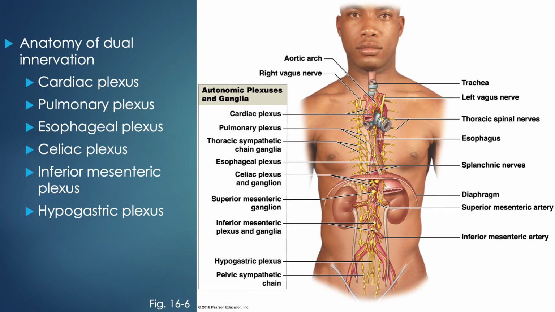Figure 16.6 shows you what the anatomy of dual innervation looks like. So scattered throughout our thorax, abdomen, and pelvis, we have a number of autonomic plexuses and ganglia, including the cardiac plexus, the pulmonary plexus, the esophageal plexus, the celiac plexus, the inferior mesenteric plexus, and the hypogastric plexus.